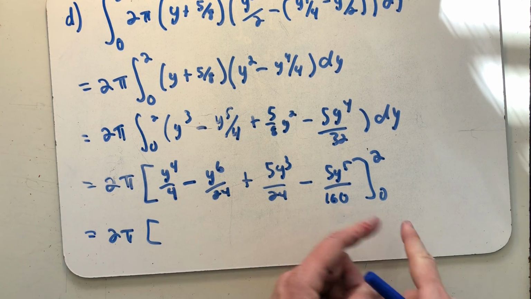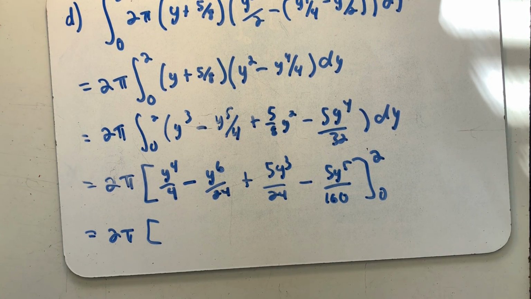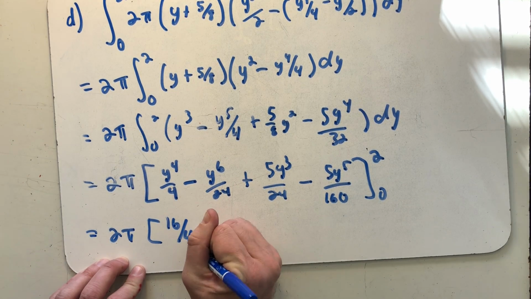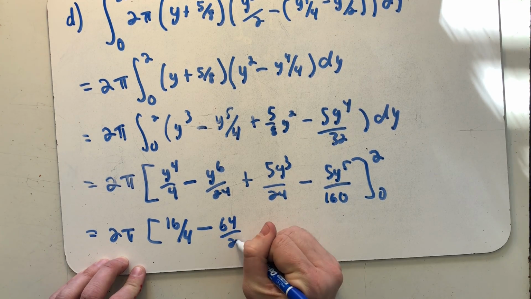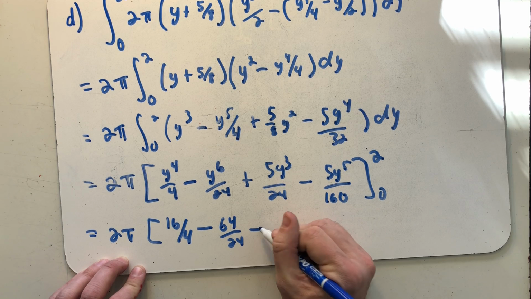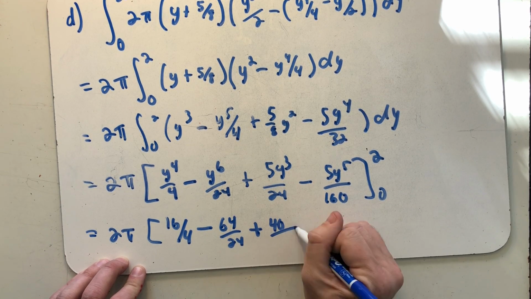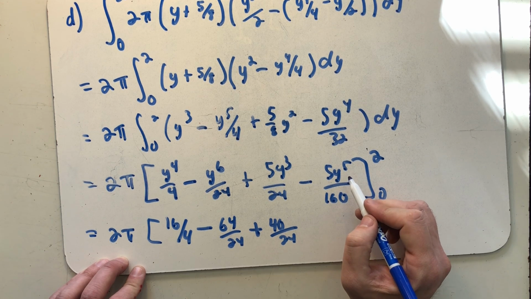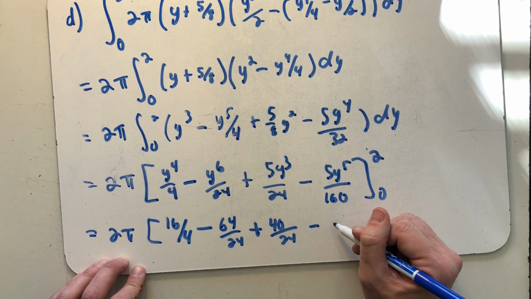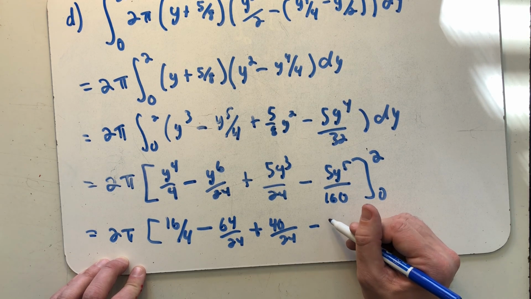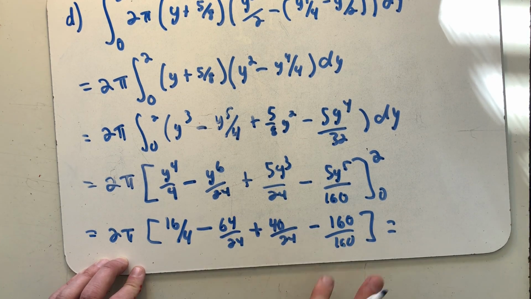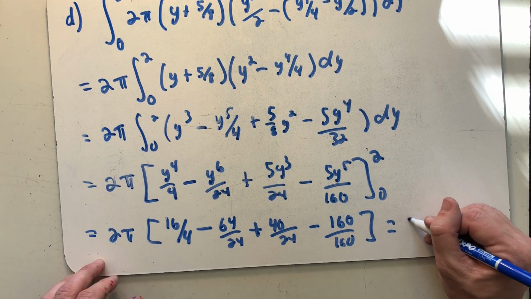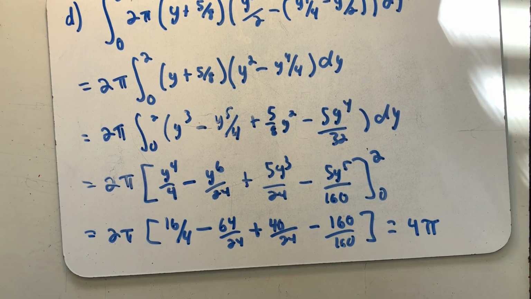Plugging in the lower bound would be very easy, so I really do just need to worry about plugging in that 2. This time I'm not going to worry about simplifying or reducing anything, just thinking about these powers of 2. Plus 40 over 24. And that one actually works out really nice. That one would definitely reduce. And then I'm going to pretend to do all this arithmetic in my head and not just look at the sheet that I've prepared before I did the video. And I find out that that gives me a volume of 4 pi.